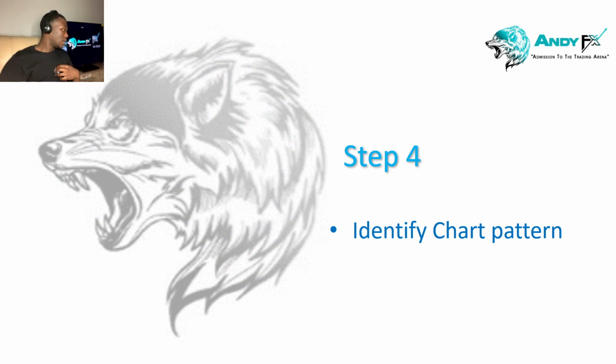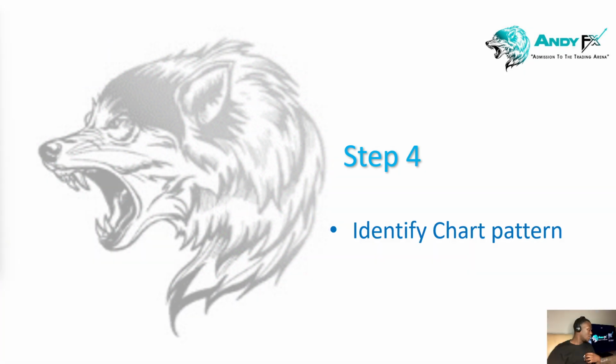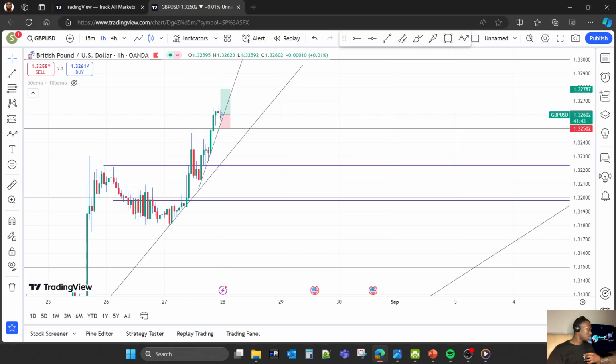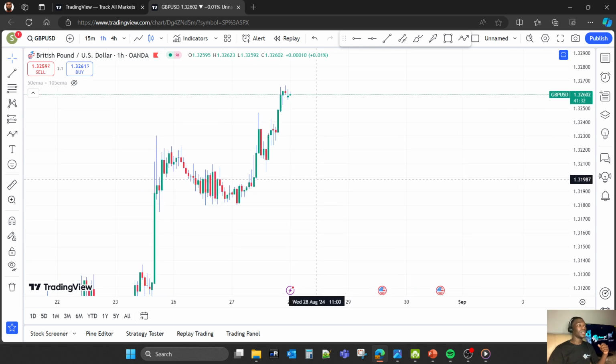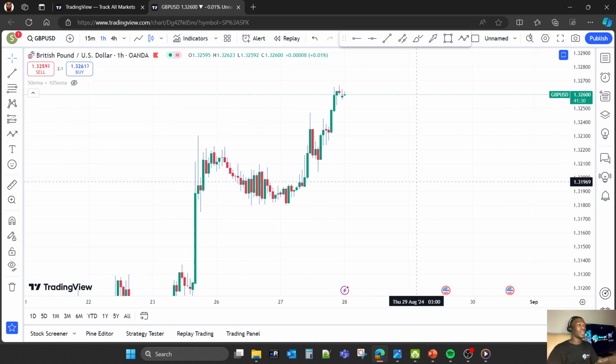And now let's go ahead and look at my chart, which is on GBPUSD. Okay, I believe you can all see my chart. Let me just quickly clear everything out. It's a little bit messy, but let's clear it out. Okay, I'm looking at the GBPUSD.